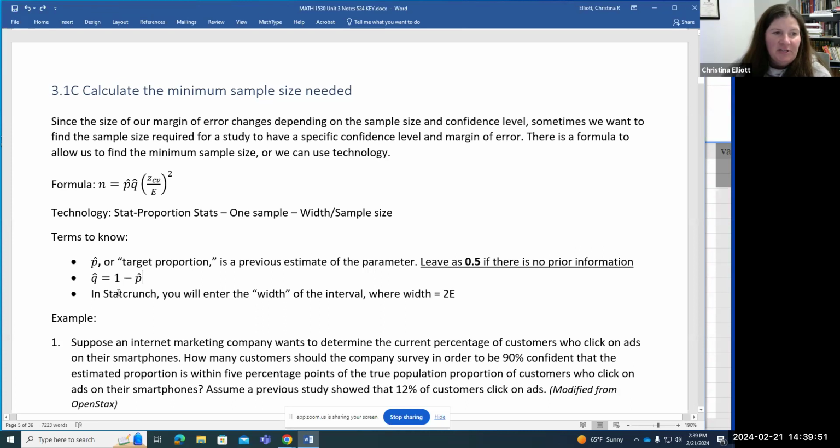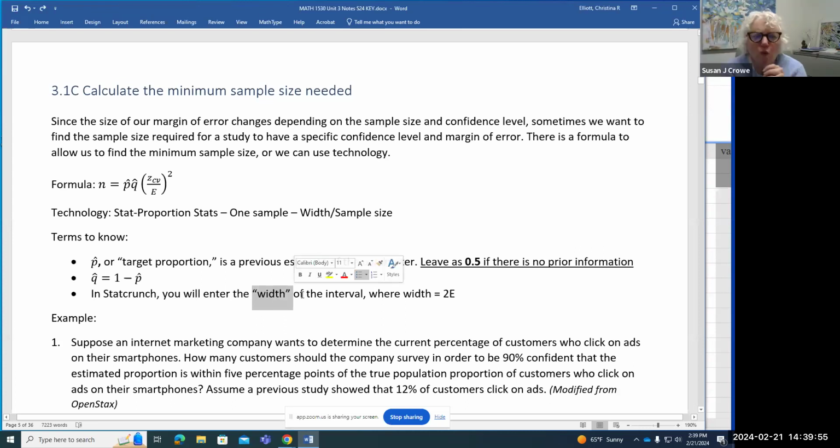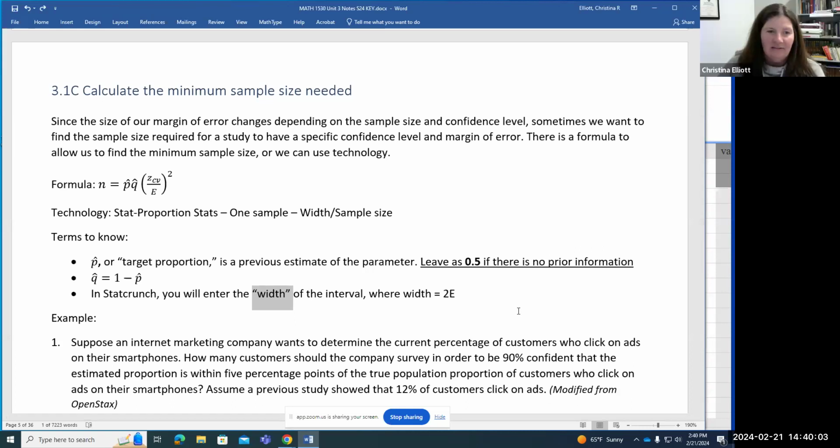And then in StatCrunch, the other thing it asks for is the width of the interval. We kind of looked at that when we were figuring out the margin of error if you have the interval. We said that the margin of error was half of the width of the interval. So that means that the width is going to be 2 times the margin of error that I want. So whatever margin of error you're given, make sure you double it for the width of the interval.